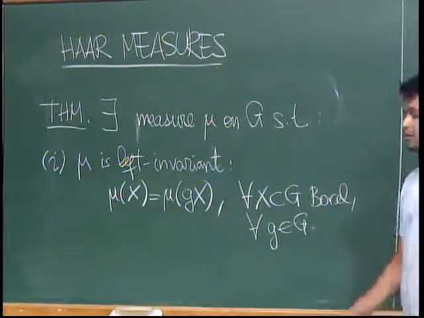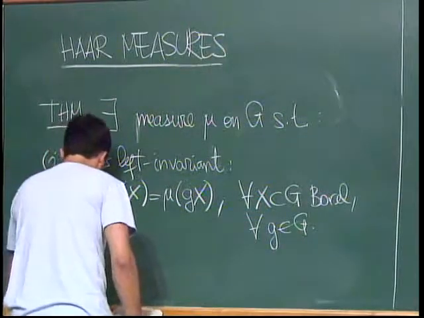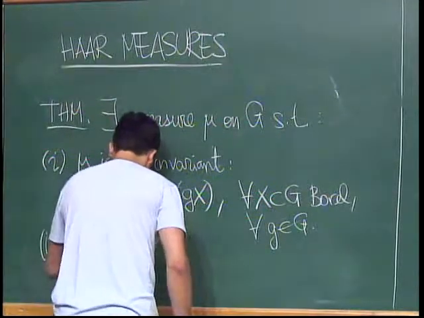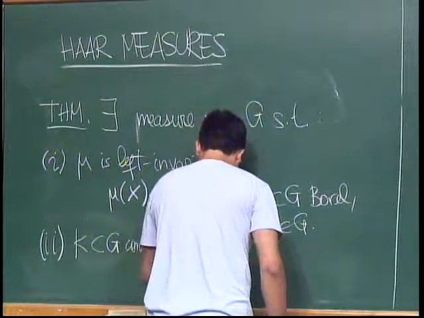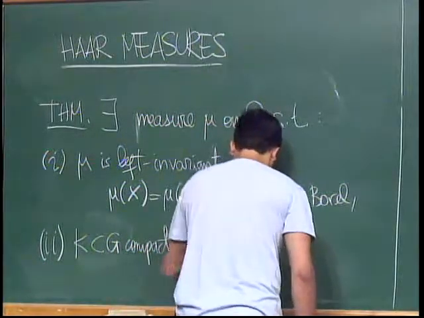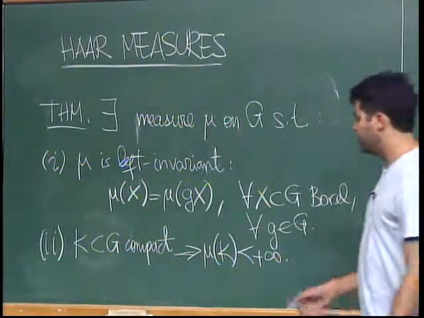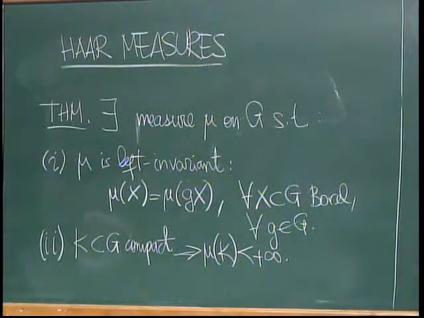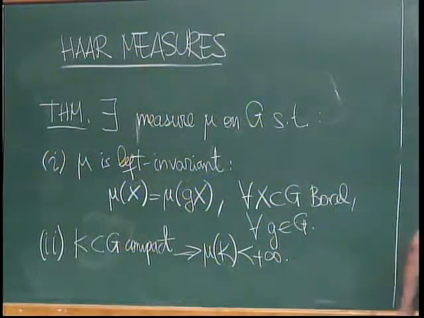The measure is also locally compact, in the sense that the measure of any compact set is finite. And you can approximate the measure of a set both from inside and from outside. So I have two more properties to say about Haar measures.